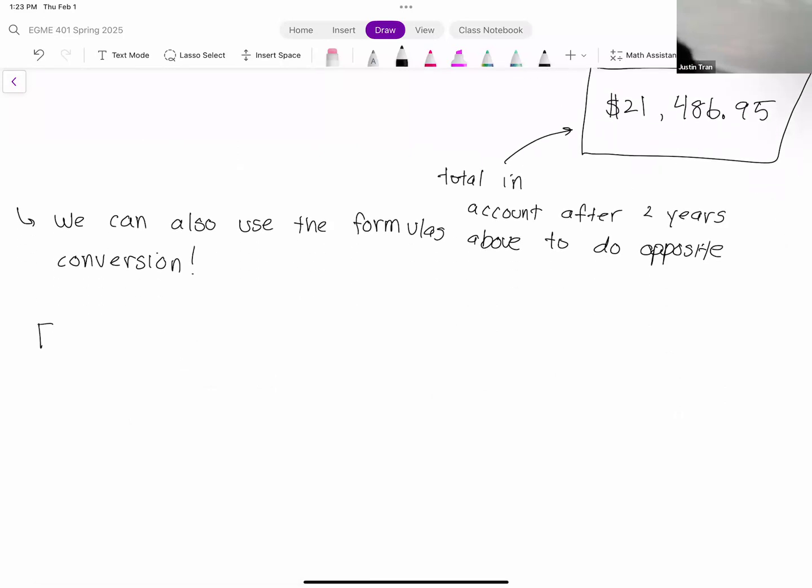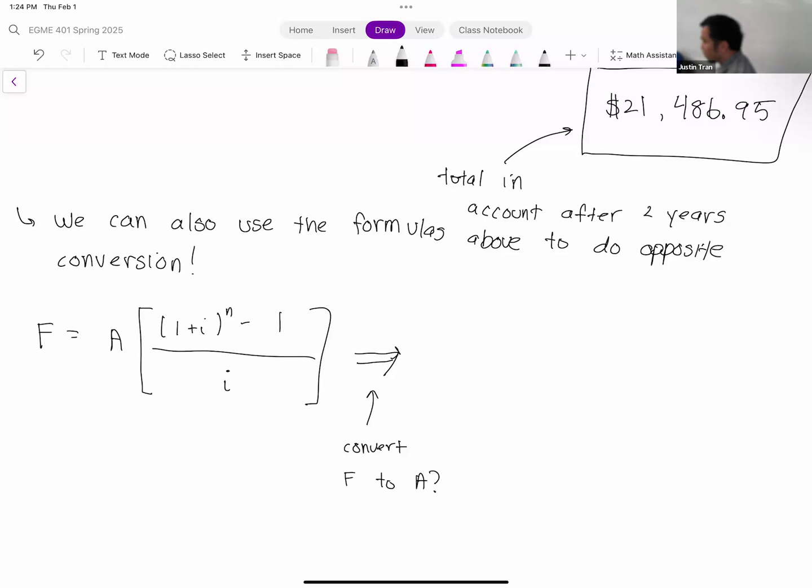All right, so let me give you an example. So we have F is equal to A. So I'm just rewriting the formula that we had up there. So we have F is equal to A times 1 plus I to the n minus 1, all divided by I. So what you can do from here, so let's say that you want to convert an F to an A, right? We can use this exact same expression here. We just take everything else and move it to the other side of the equal sign. And so if we do that, I'm going to multiply this entire thing by the inverse of this.